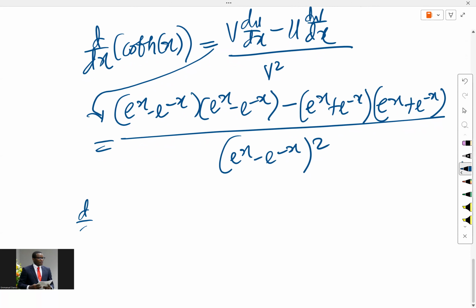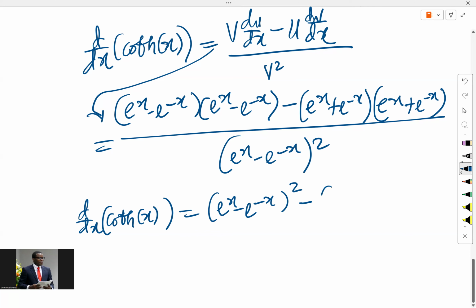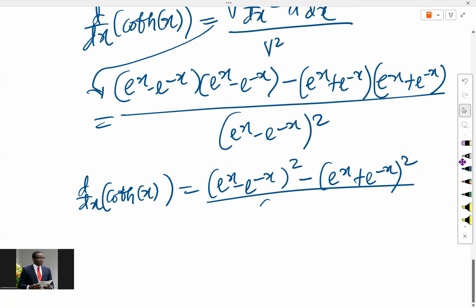So we have d dx of coth x, and that is equal to, so these two are the same, so we have e raised to power x minus e raised to power minus x all squared, minus e raised to power x plus e raised to power minus x all squared, because they are basically the same. And down here we have e raised to power x minus e raised to power minus x all squared.